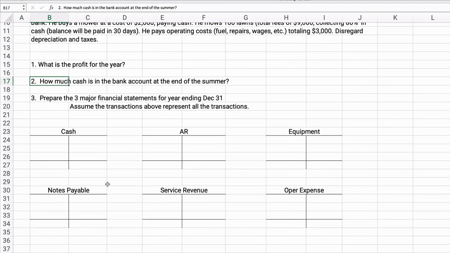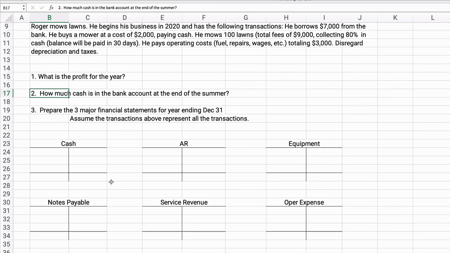All right, so let's kind of scroll down. I've set up the accounts and the T accounts. Remember, cash is an asset that's going to have a debit balance. Debits will increase. So cash, accounts receivable, equipment looks like our assets. Notes payable is our liability. Service revenue is a revenue account. And we're going to put everything into the operating expenses category.